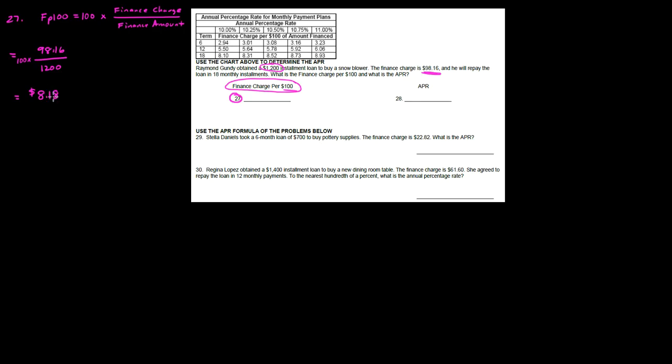$8.18. So for every $100 that we borrow, we pay $8.18 in interest. That's what that's saying.